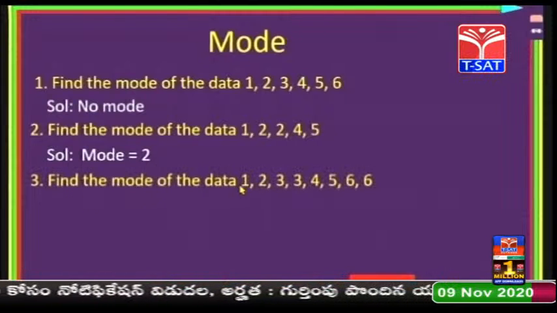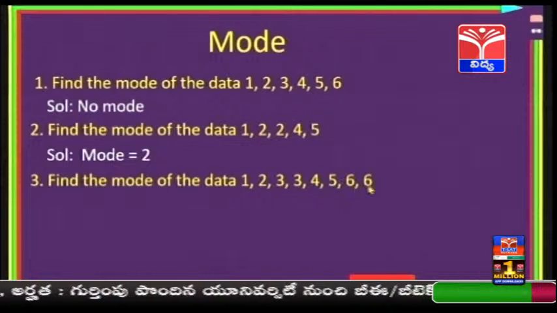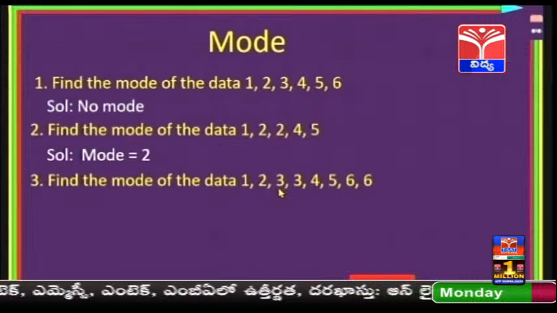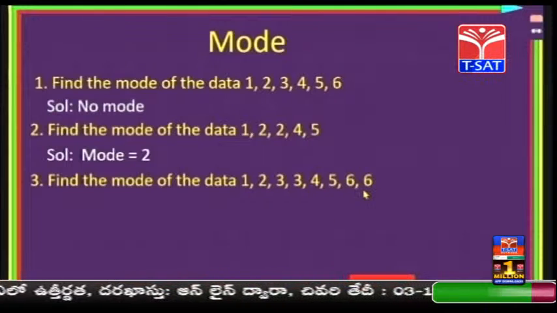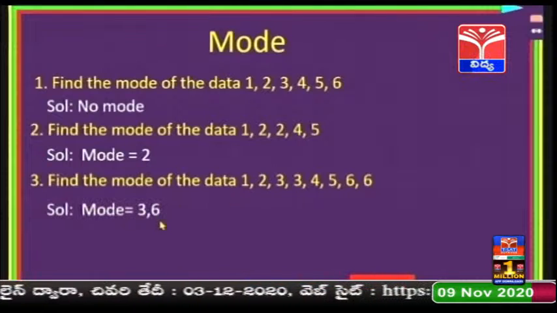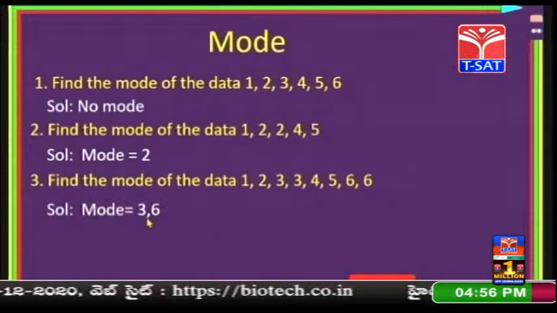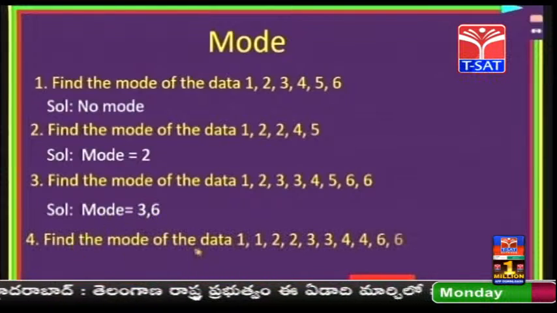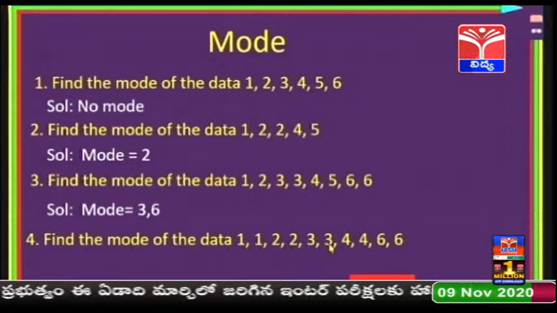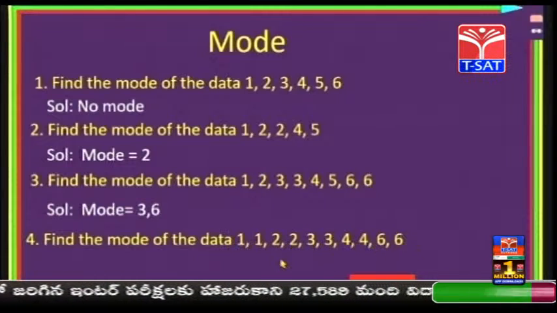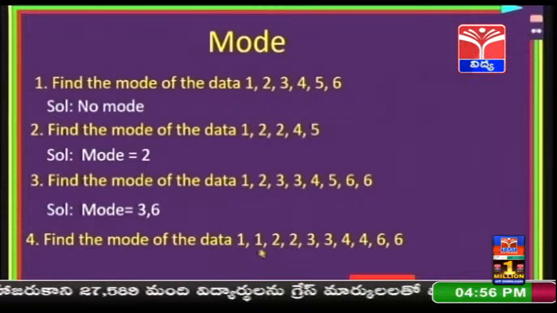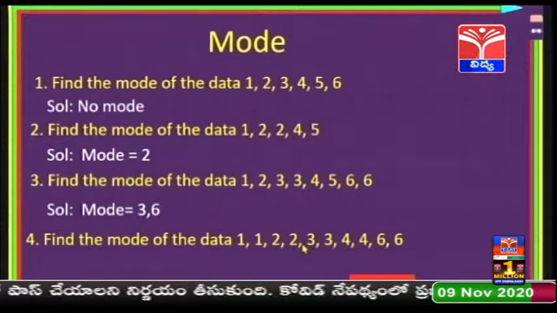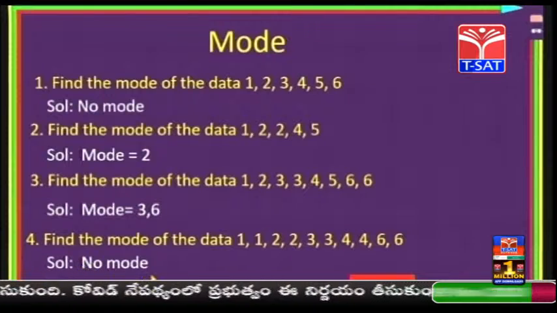Next, find the mode of the data 1, 2, 3, 3, 4, 5, 6, 6. Which observations are repeated? Here 3 is repeated twice and 6 is also repeated twice. So the mode is 3, 6. We have to write both, do not take the average. Now, find the mode of the data 1, 1, 2, 2, 3, 3, 4, 4, 6, 6. What is the mode? Shall we write 1, 2, 3, 4, 6 as they are repeated? No. In this case also we have no mode.